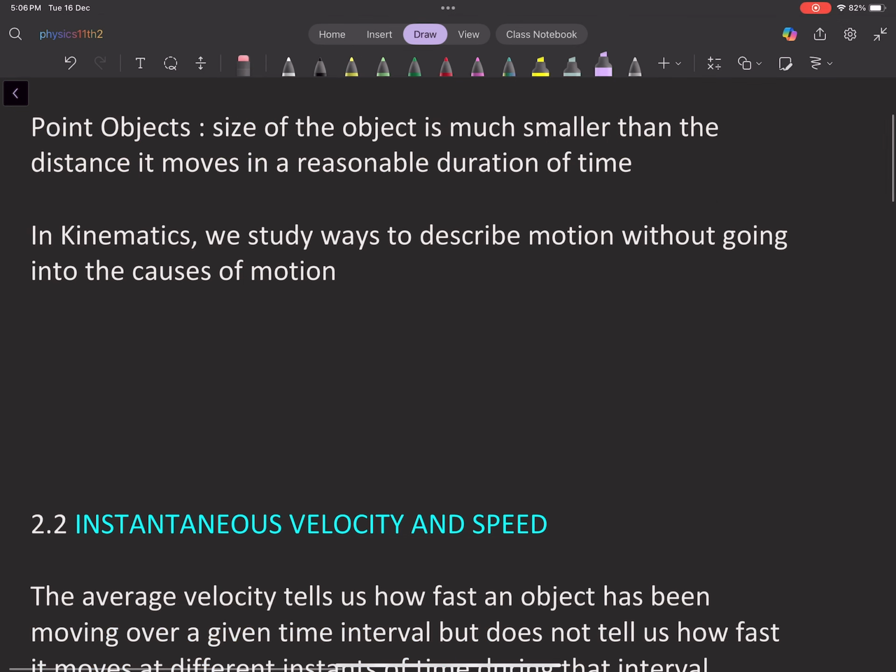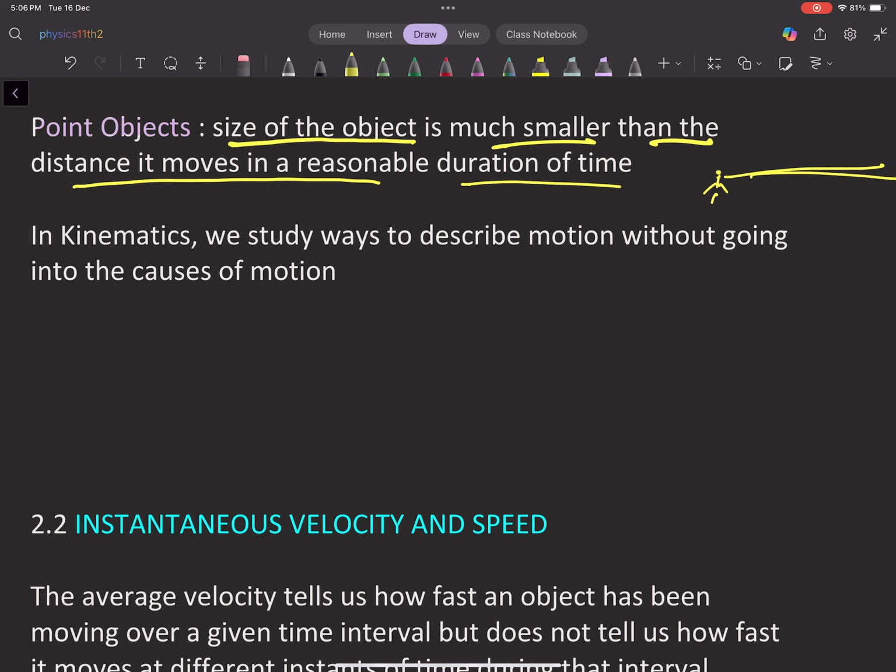We also consider a concept of point objects. So why are we taking point objects? Because the size of the object is much smaller than the distance it moves in a reasonable duration of time, right? So your size is very small with respect to the distance it is moving.